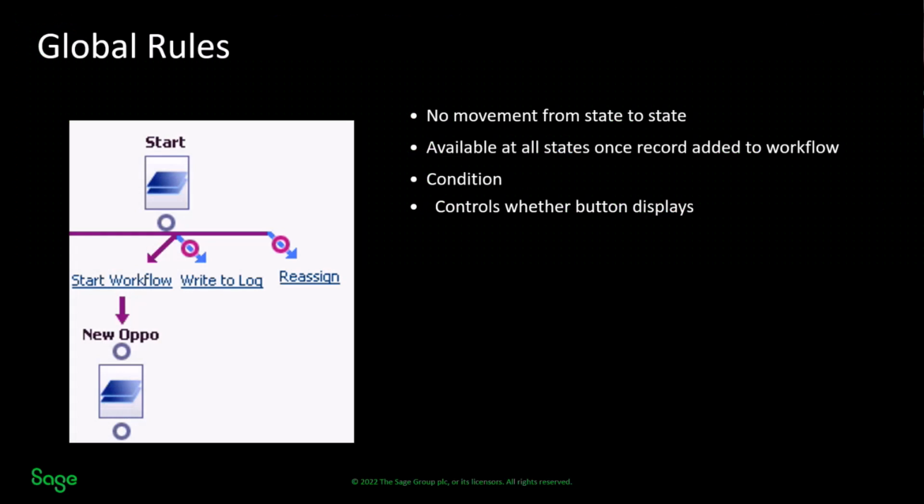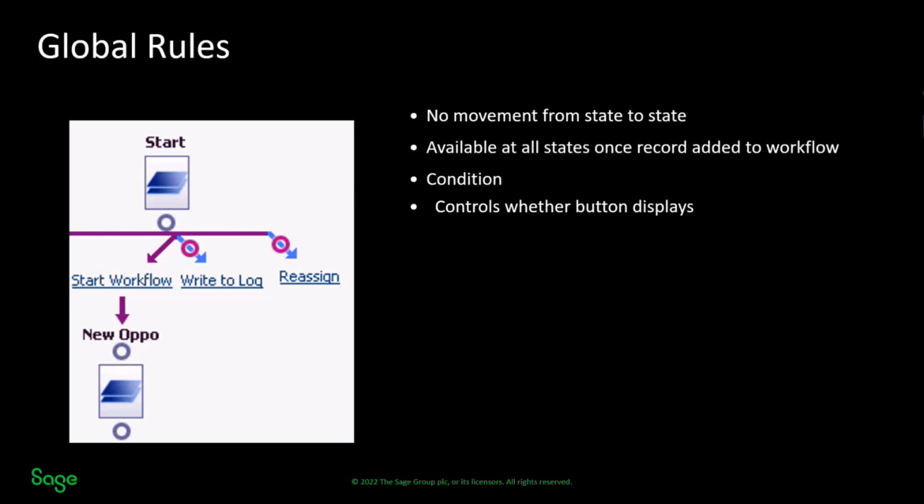Global rules are rules which allow you to introduce behavior into a workflow which will be available based on certain conditions met within the JavaScript condition of the rule, but which do not imply movement through the process. So if you wanted to reassign an opportunity to a new customer, a new user, but you didn't want to interrupt the flow of this, a global rule could be used for this.